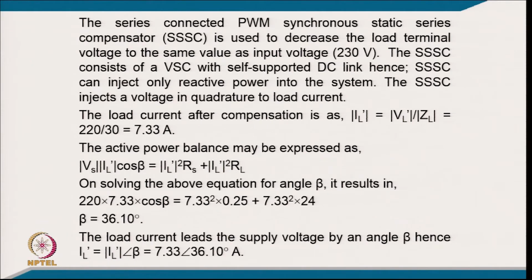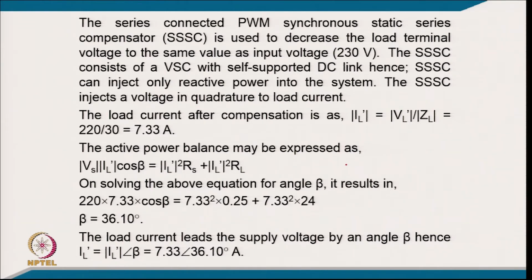So, the series connected synchronous static compensator is used to decrease the load terminal voltage to the same value as the input voltage, and this SSSC consists of a VSC with a self supported DC link. Hence, the SSSC can inject only reactive power into the system, and it injects the voltage in quadrature to the load current. The load current after compensation is equal to IL dash, VL dash upon ZL. So, it comes to 220 by 30, that is 7.33.